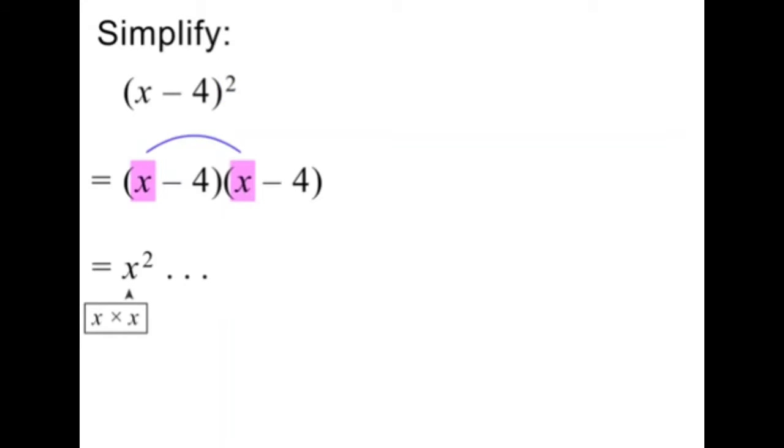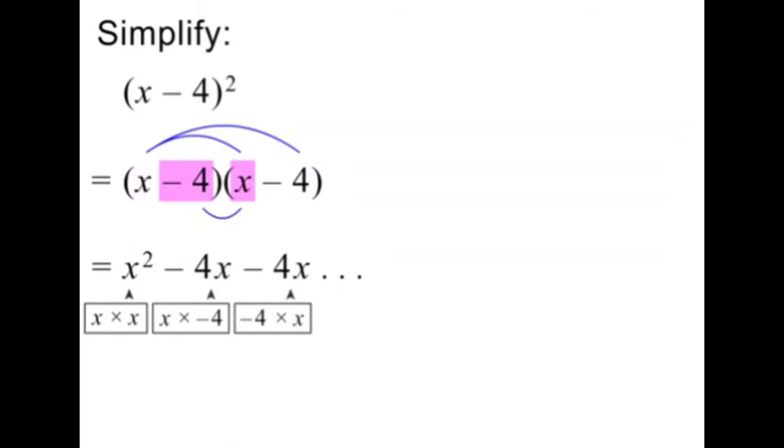In the next example, we are again asked to square a binomial. If we use the long method, step 1 is to write the bracket twice. We then use FOIL. X times x equals x squared. We then multiply the outer terms. X times minus 4 equals minus 4x. Then the inner terms. Minus 4 times x equals minus 4x. And then the last terms. Minus 4 times minus 4 equals plus 16.